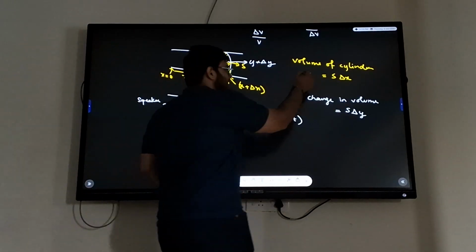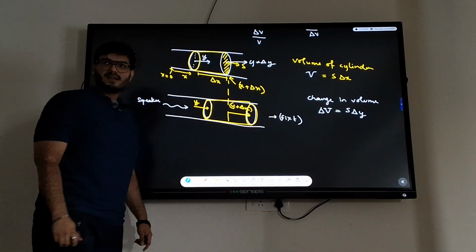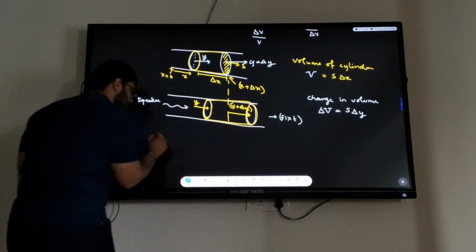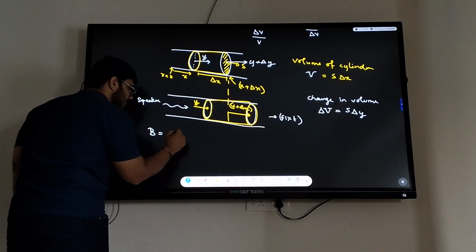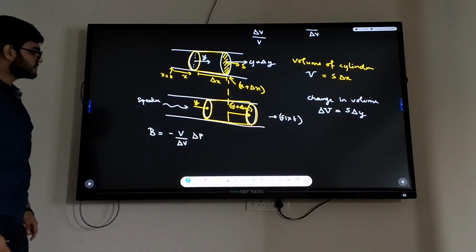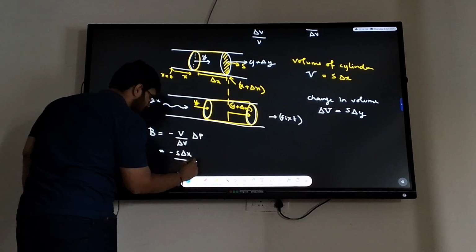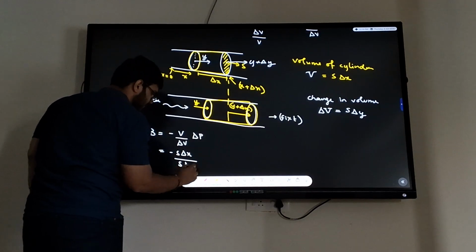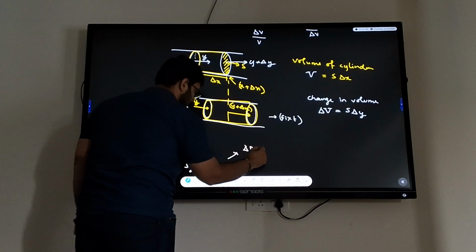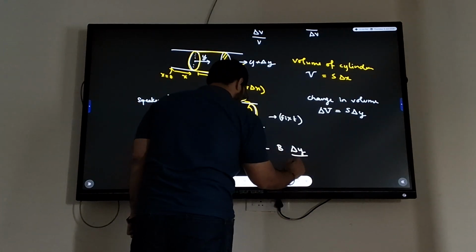So what is this? The initial volume. And what is this? The change in volume. Then I think I already have some things which can relate to bulk modulus. What was the definition of bulk modulus? Minus V by delta V into delta P, something like that. Please check. What is V then? S delta x. And what is delta V? Then I think I have a relation for delta P. What is delta P equal to? Minus B delta y by delta x.